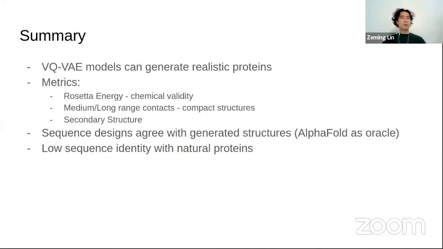Yeah, so in summary, we found that the VQVAE models can generate realistic proteins. We introduced a few metrics like Rosetta energy, long-range contacts, and secondary structure to validate the generated proteins. And we found that sequence designs agreed with the generated structures, and there was low sequence identity with natural proteins.